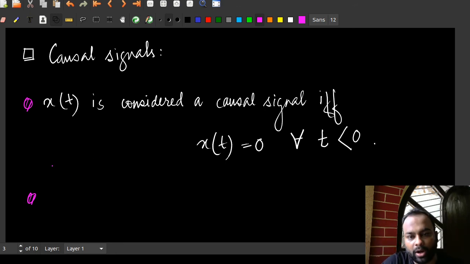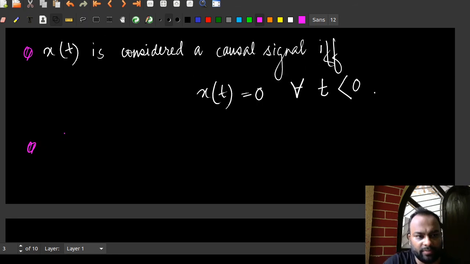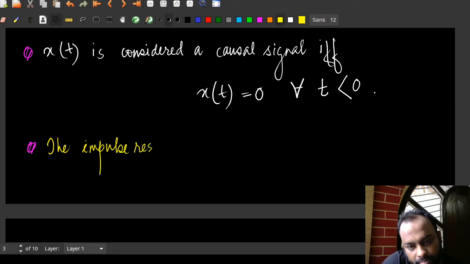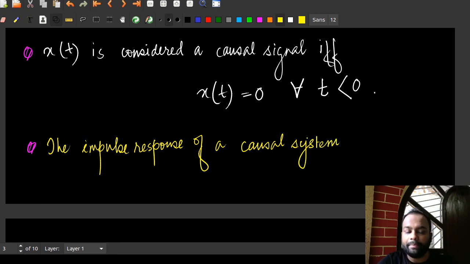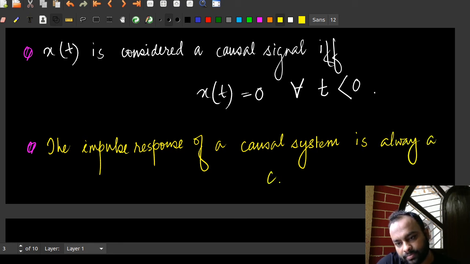And one important corollary that we can prove pretty easily, which I'm skipping in this regard, is that the impulse response of a causal system is always a causal signal.